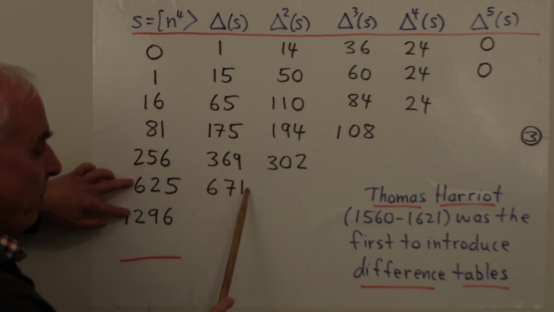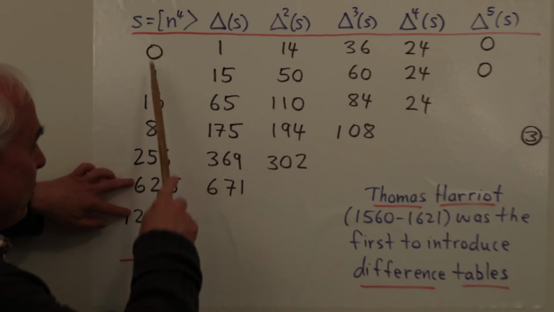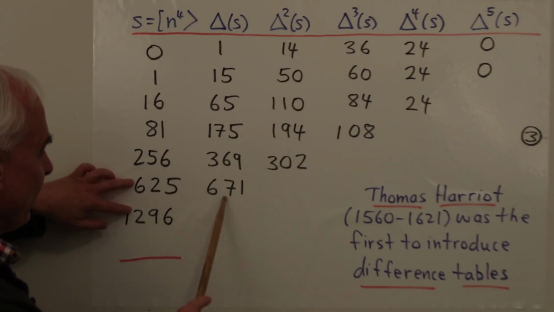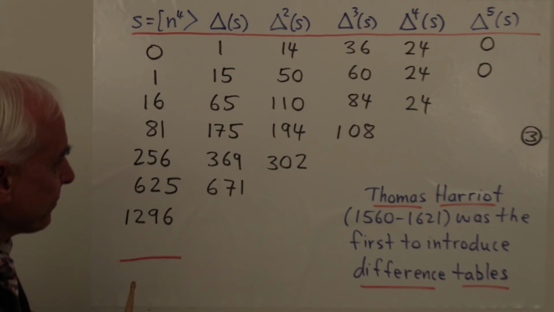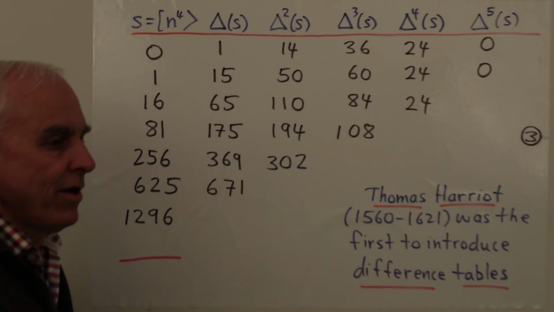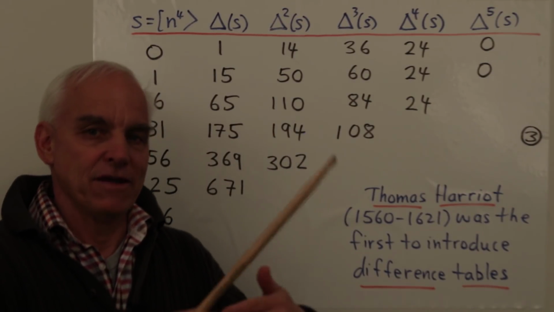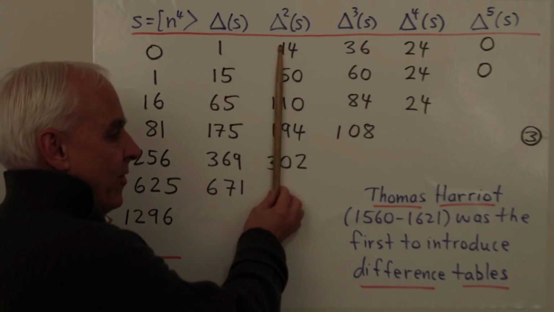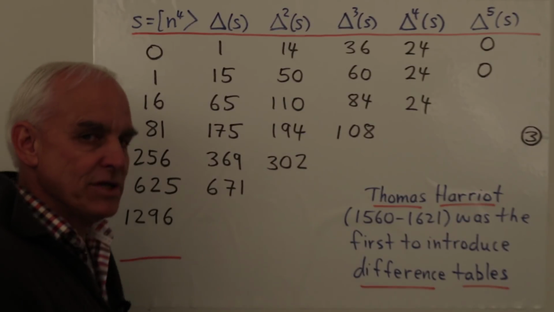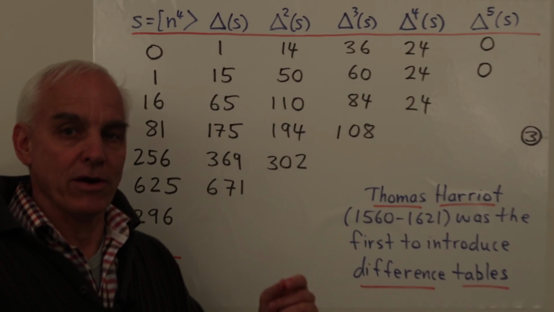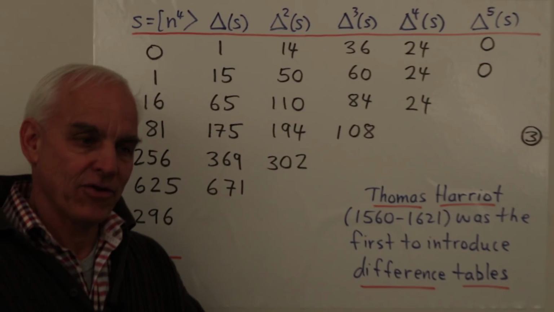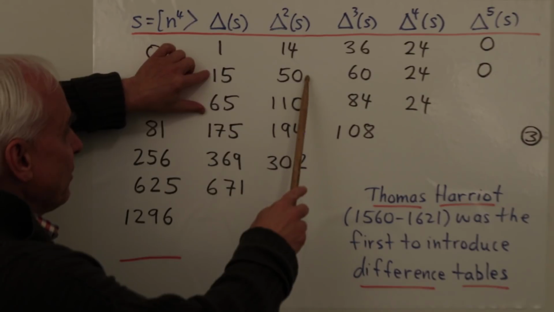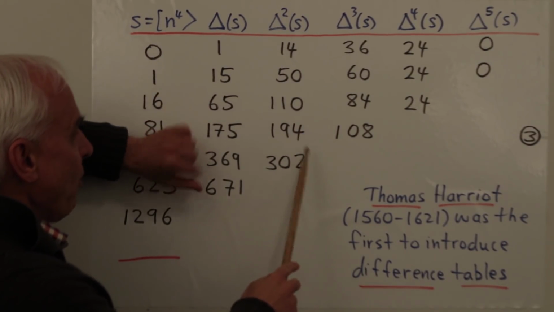Notice that's as far as we go because we've only computed this sequence up to 6 to the 4th, so we can only compute the differences up to this term here. And then here is the difference of the difference sequence. So it's the difference of this sequence. And we can write that by using the notation delta squared of s. That means the difference of the difference of s. So the difference here is 14, difference here is 50, difference here is 110, and so on.